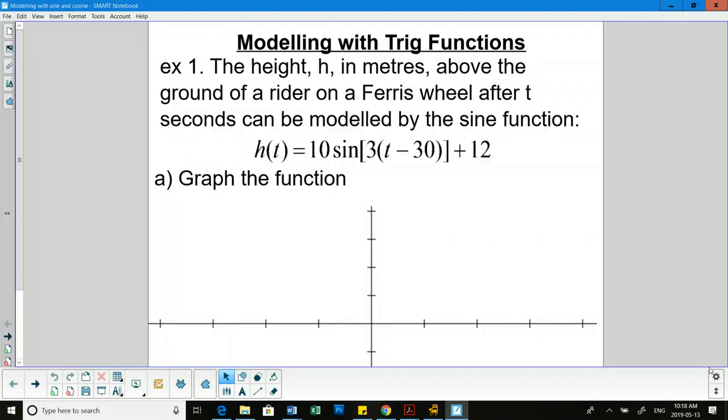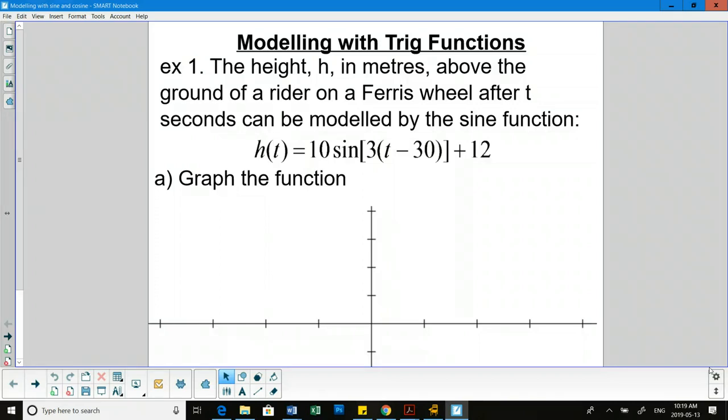So in this example, we have the height h in meters above the ground of a rider on a Ferris wheel after t seconds can be modeled by this sine function right here. We did do some Ferris wheel questions on Friday, but our x in those scenarios was actually representing the rotation of the angle as the rider rotated around that Ferris wheel. So this time it's actually tracking the time that it takes them and at what time they're at certain heights.